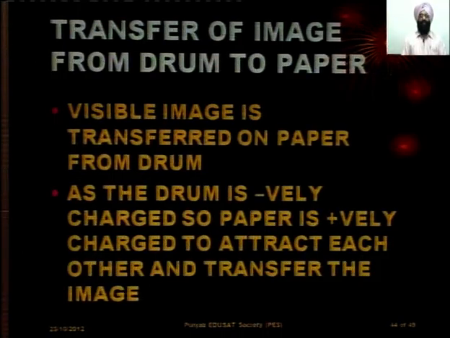Then this image has to be transferred to paper. For transfer of the image from drum to paper, the visible image is transferred onto paper from the drum. As the drum is negatively charged, the paper is positively charged to attract each other and transfer the image.